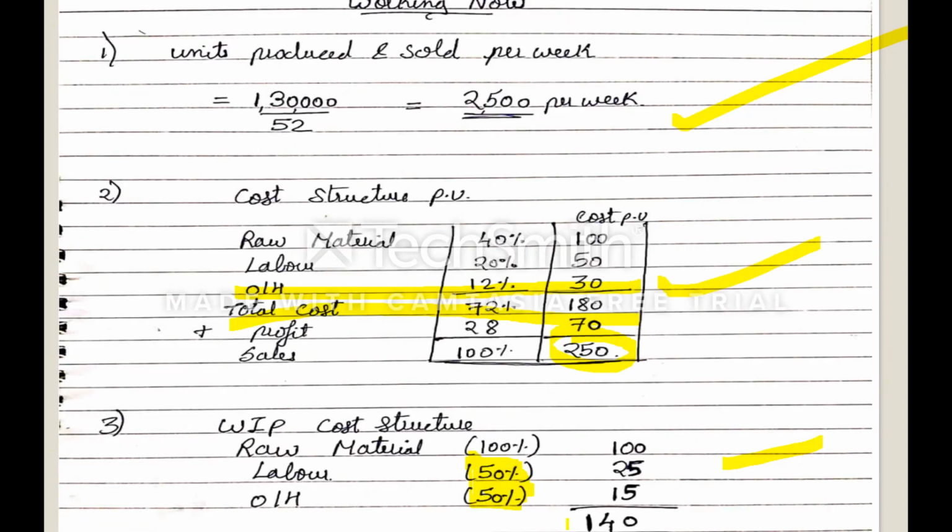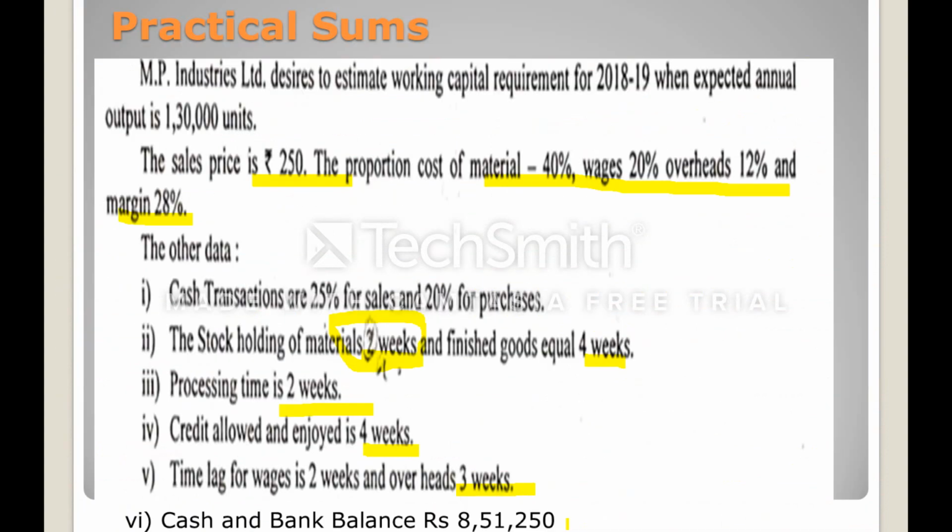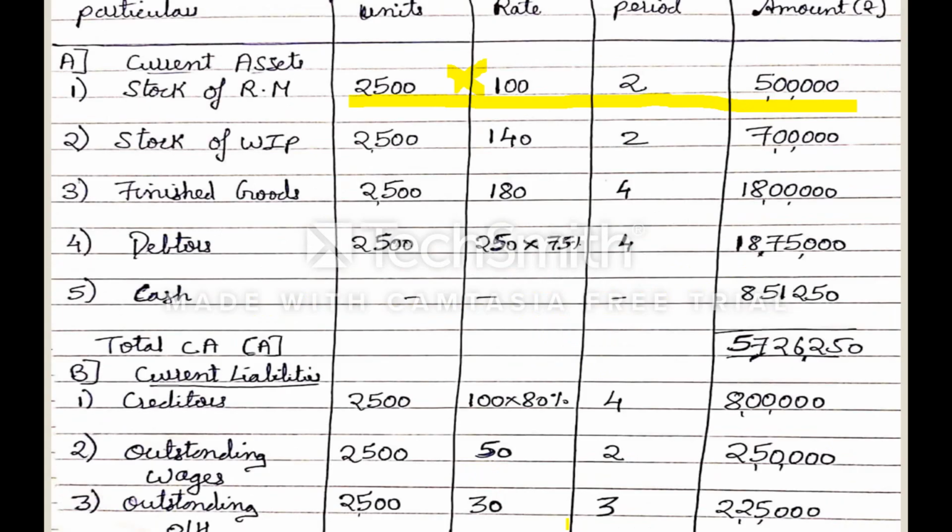आपका time period problem में दिया है. Check under adjustment. It says credit allowed and enjoyed. Adjustment number 4 is 4 week. So I'm going to write 4. Multiply, I'll get the answer.